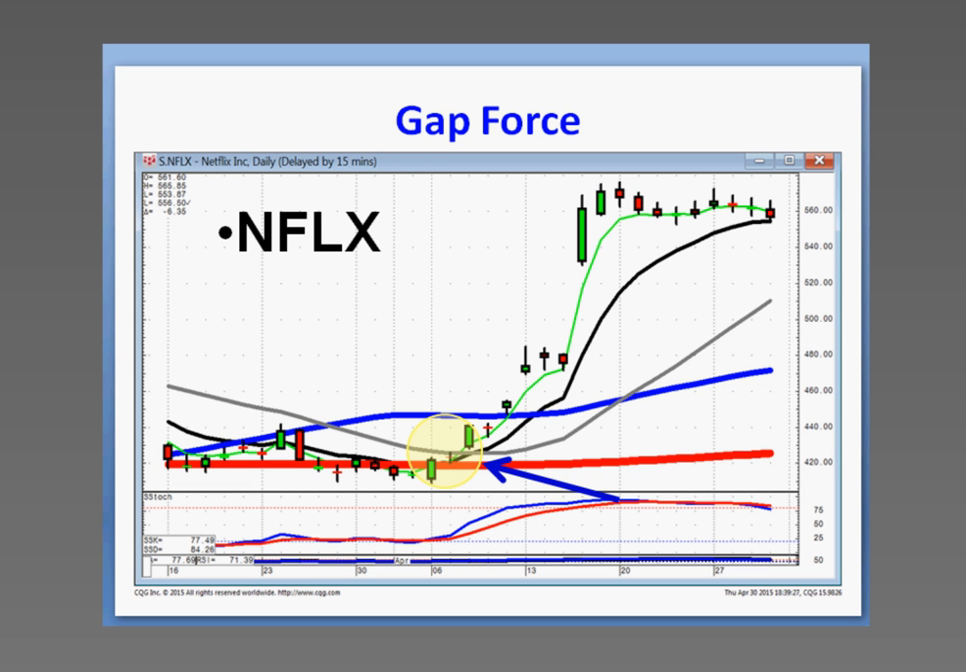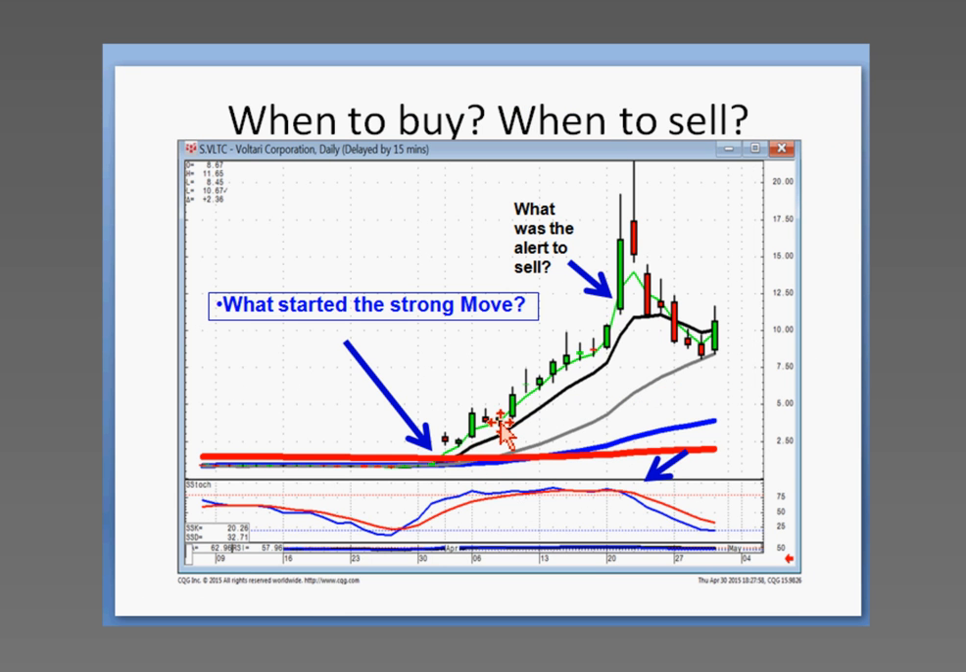Gaps and candlestick signals are your best friends. You'll make a ton of money if you realize that the reversal signal is telling you when to buy, the gap up is telling you when to buy, and the gap up at the top is telling you when to take profits.